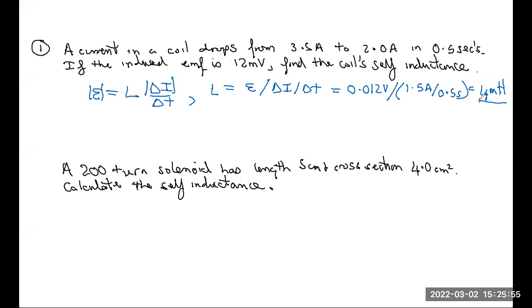The second problem asked us to calculate the self-inductance of a solenoid, not based on this relationship between cause and effect, between changing current and induced EMF, but rather from the geometry of the solenoid. So in this particular problem, we're told we've got a 200-turn solenoid. It has a length of 5 centimeters, has a cross-section of 4 square centimeters, and we've got to calculate the self-inductance L.